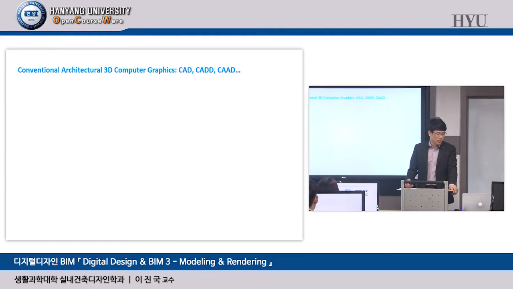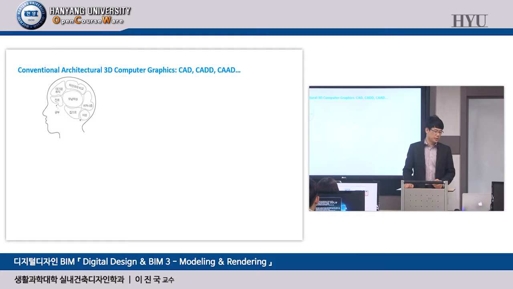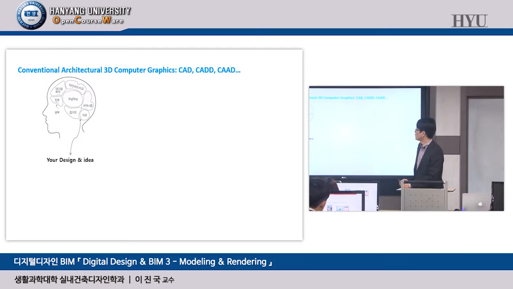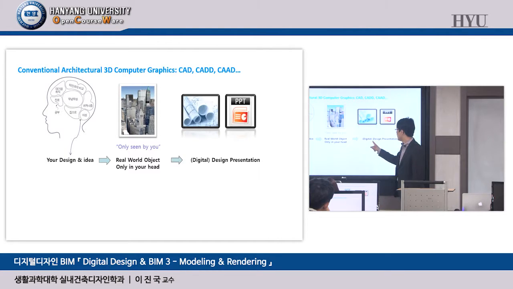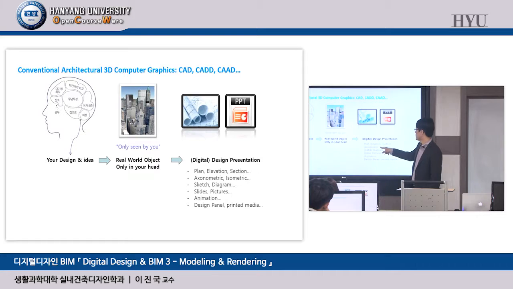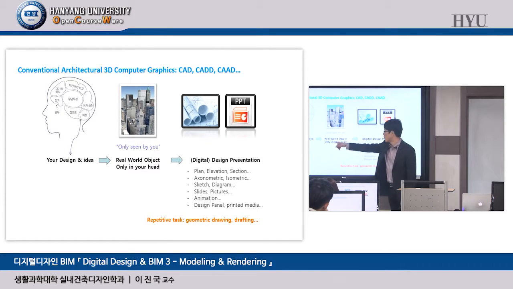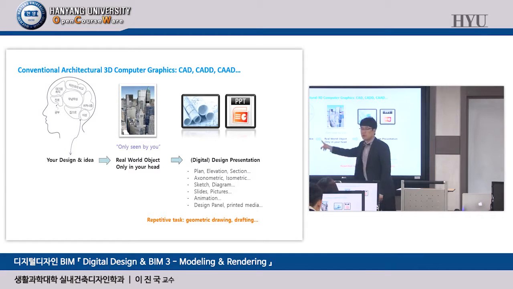But let's take a look at conventional architectural 3D computer graphics and its collaboration. How to share the files? Your design idea is never seen before you mention it, before you draw something. You have to draw, you have to represent something because it's only seen by you. That is why digital design presentation is required. You have to draw plans, elevations, sections, axonometric, isometric, diagram sketches, animation, and so on, always from your head. That's why it was a repetitive task, very tedious, time-consuming, and sometimes never-ending. From your brain, you're drafting your diagram, your sketch, your animation, your section, your 3D, hand drawing, very recursive and time-consuming.